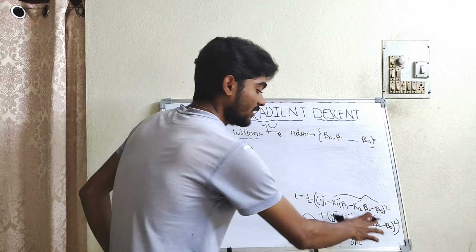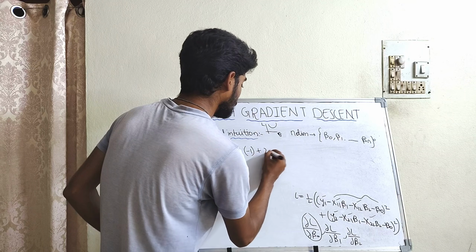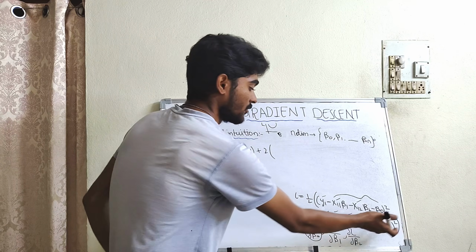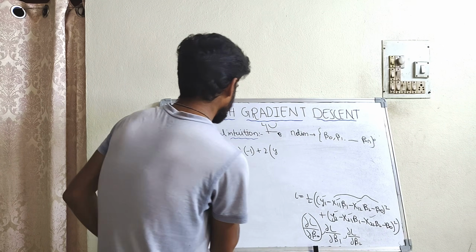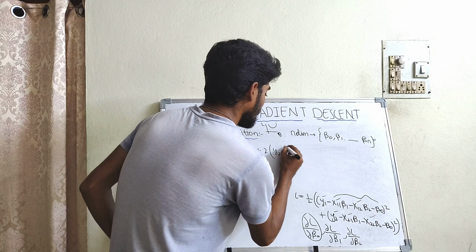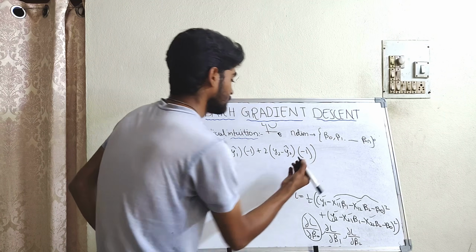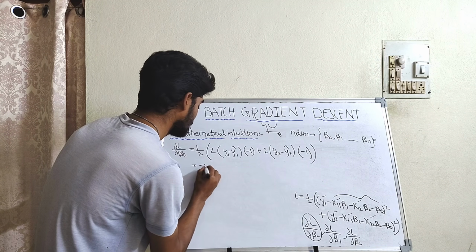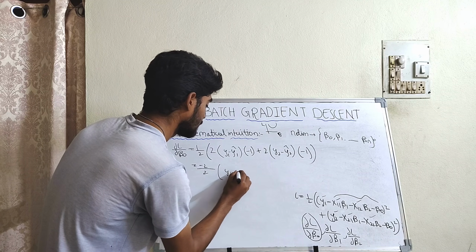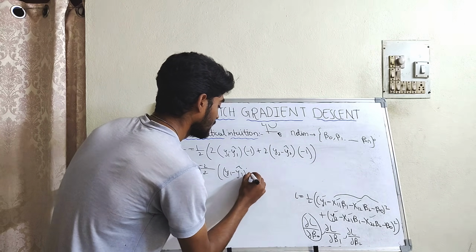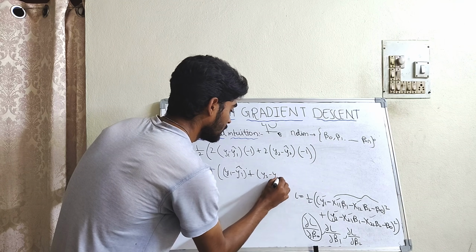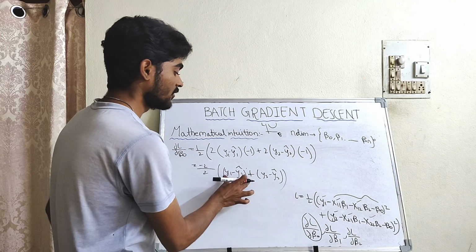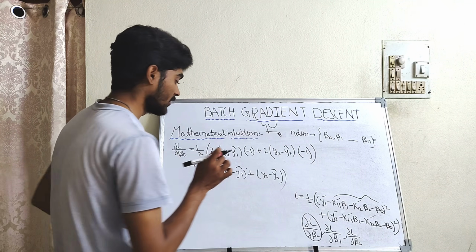Now for the second term, it will be 2 into the same differentiation as done over here, and you will get y2 minus y2 hat times minus 1. Now let us take minus 2 common, so it will be y1 minus y1 hat plus y2 minus y2 hat, times minus 2 by 2, and this is our first row, second row.